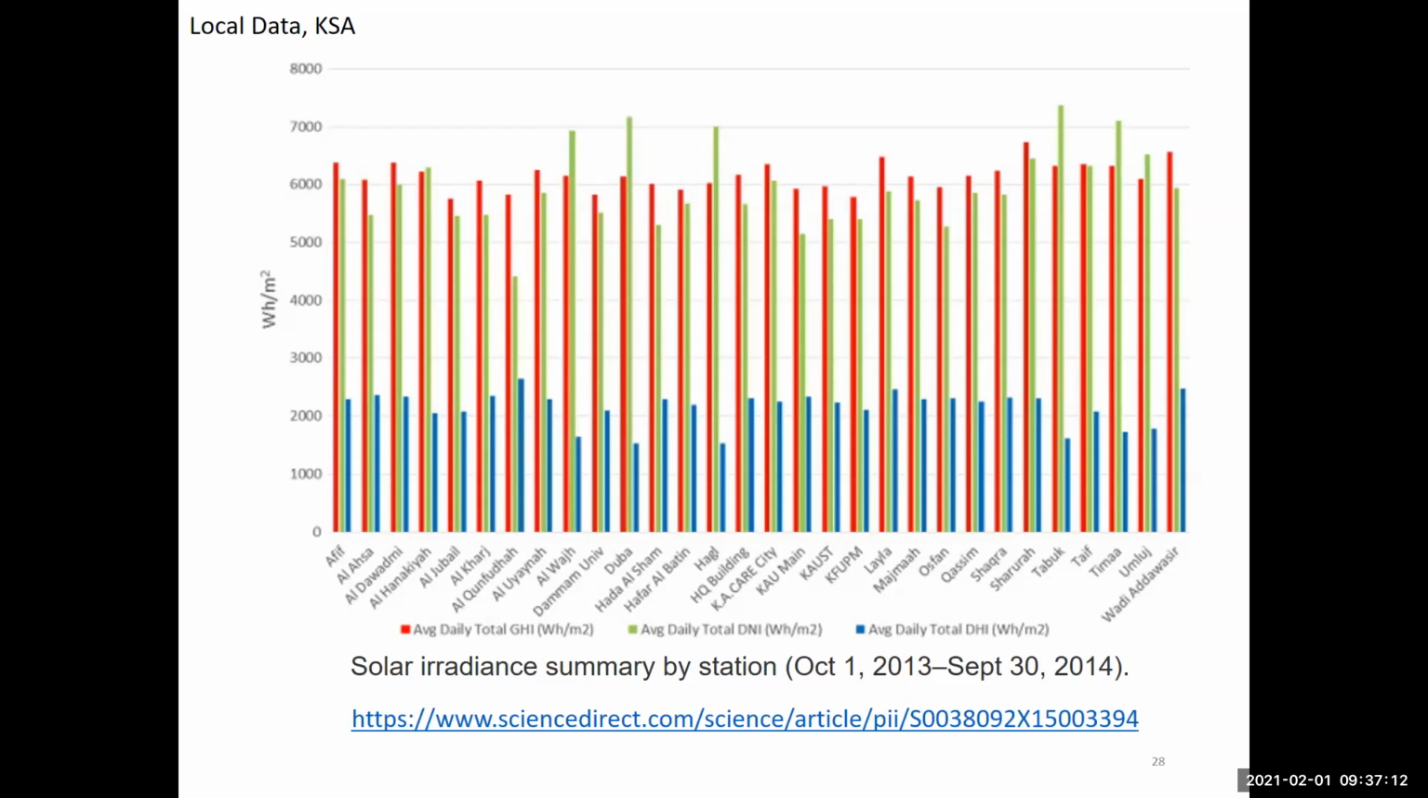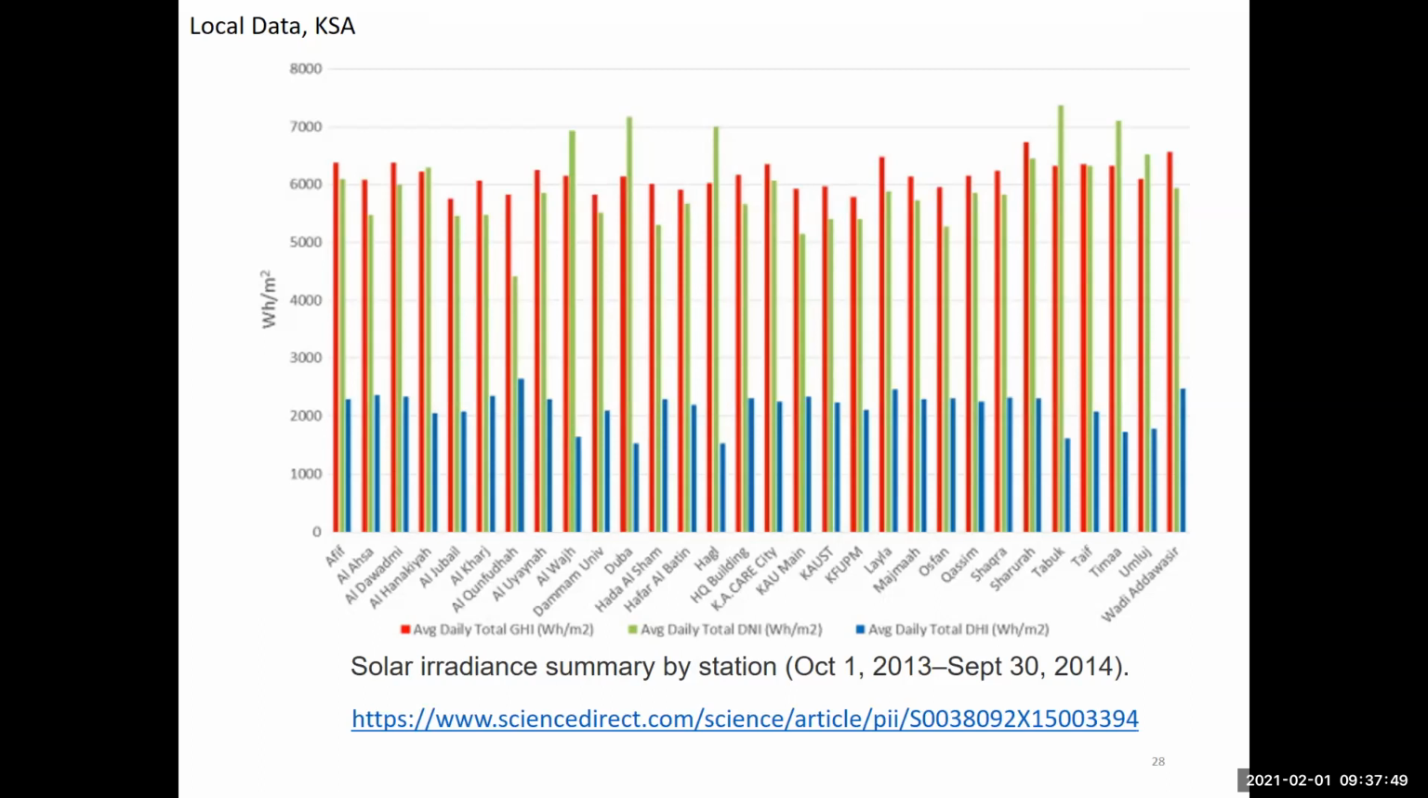What is given throughout the whole kingdom? It is the average daily total horizontal radiation, as you can see here, in watt-hour per meter square. This is the red bars. The green bars are for the direct normal radiation, and the blue ones are the average daily total radiation on a horizontal surface that's been given here.